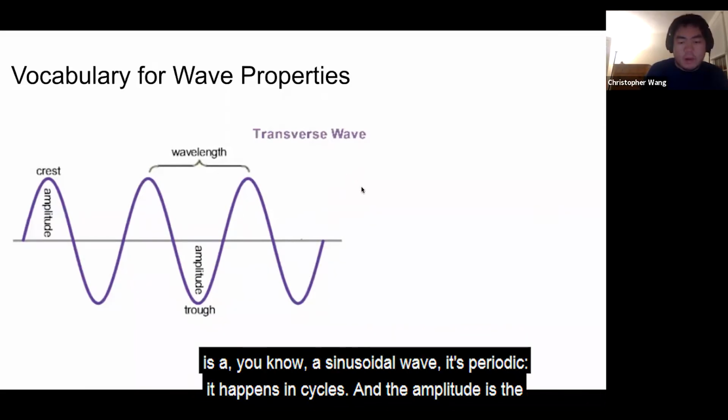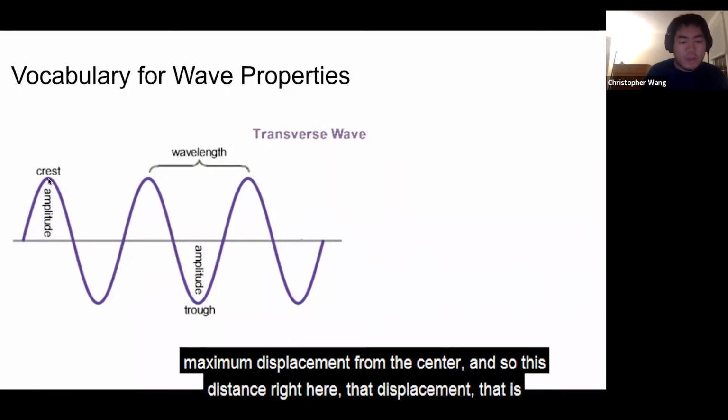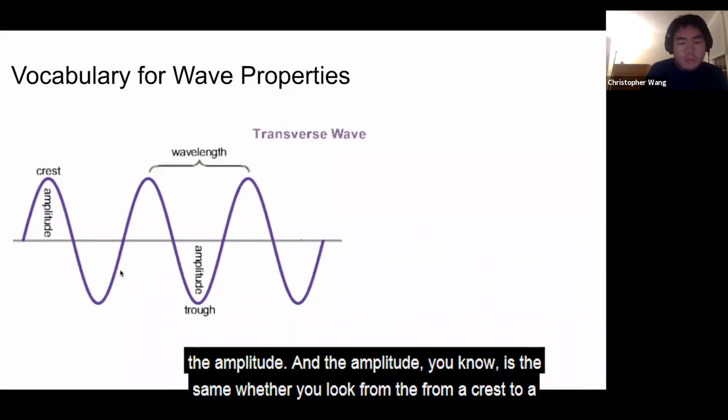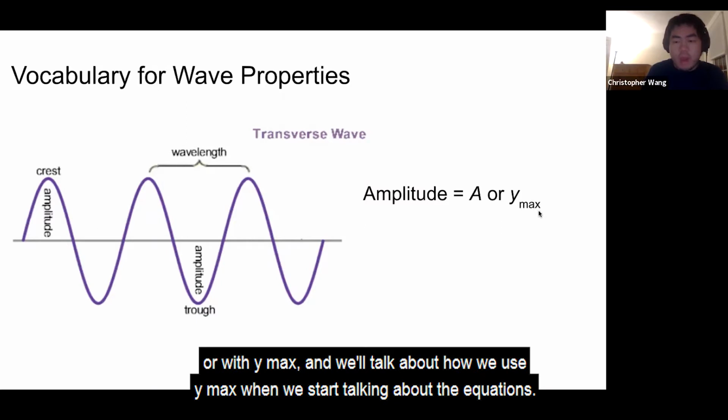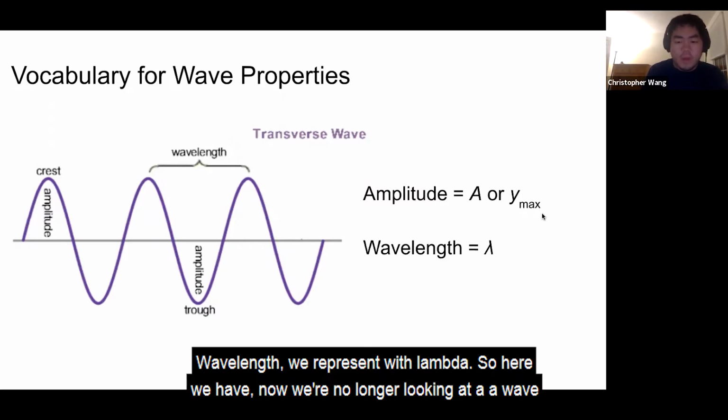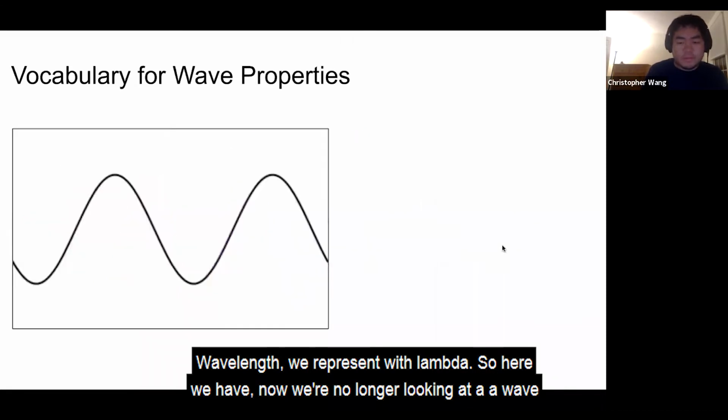Since this is a sinusoidal wave, it's periodic, it happens in cycles. The amplitude is the maximum displacement from the center. This distance right here, that displacement, is the amplitude. The amplitude is the same whether you look from a crest to the midpoint or from the trough to the middle. We represent amplitude with the letter A or with Y max, and we'll talk about why we use Y max when we start talking about the equations. Wavelength, we represent with lambda.